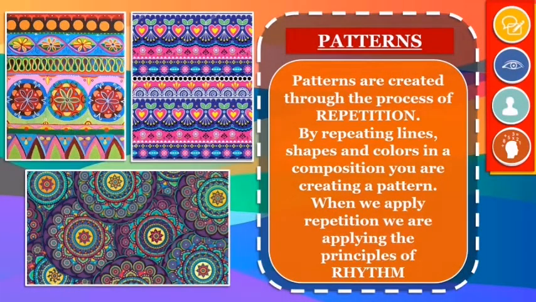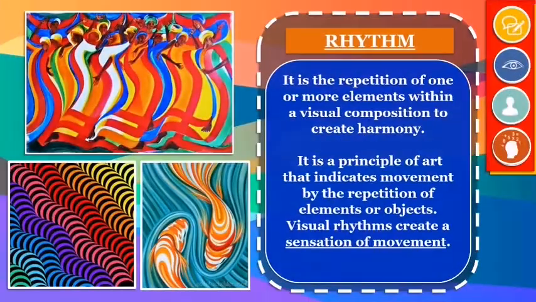Patterns are created through the process of repetition. By repeating lines, shapes, and colors in a composition, you are creating a pattern. When we apply repetition, we are applying the principles of rhythm. Rhythm is the repetition of one or more elements within a visual composition to create harmony. It is a principle of art that indicates movement by the repetition of elements or objects. Visual rhythms create sensation of movement.